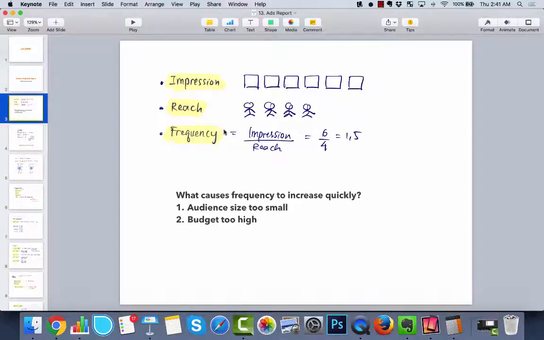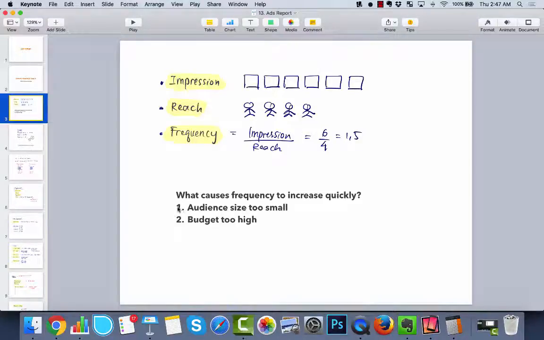Frequency determines how often people see your ad. So a frequency of 2 means that each person has seen your ad 2 times. The higher the frequency, the more often your ad is shown to the same person. You definitely want to pay attention to the frequency here, right? Because you don't want your ad to be shown too many times to the same person, as it will cause ad fatigue.